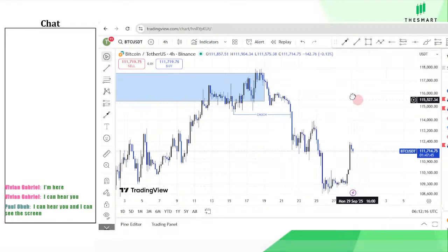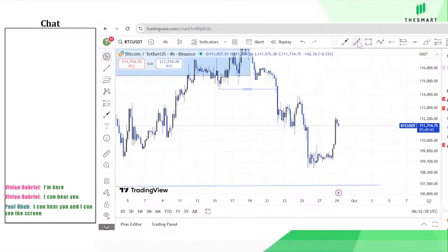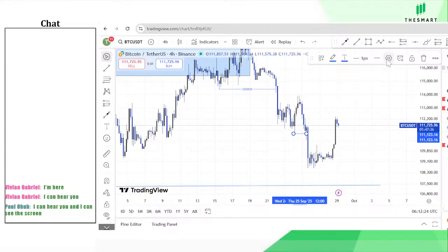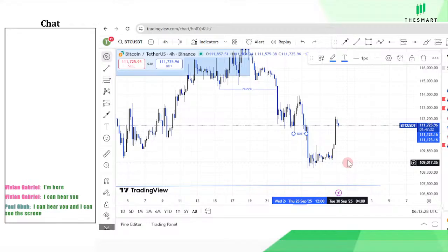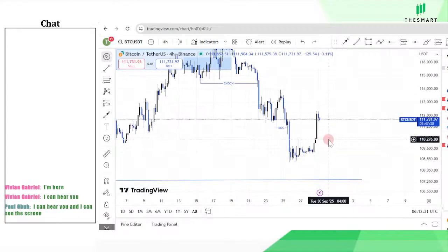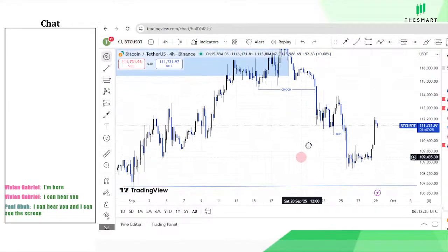After having that change of character, we had a break of structure at this point. After the break of structure, we are looking out for more reasons to take our sells. So this is what the 4 hour structure looks like.